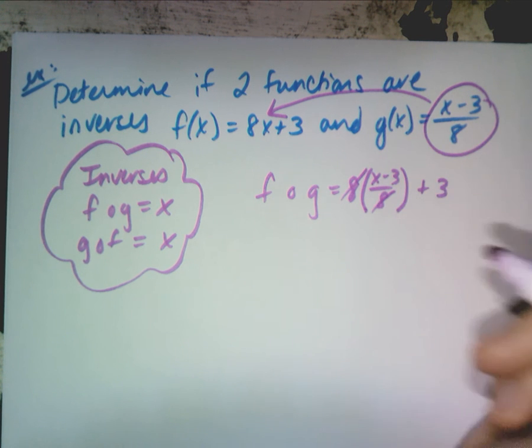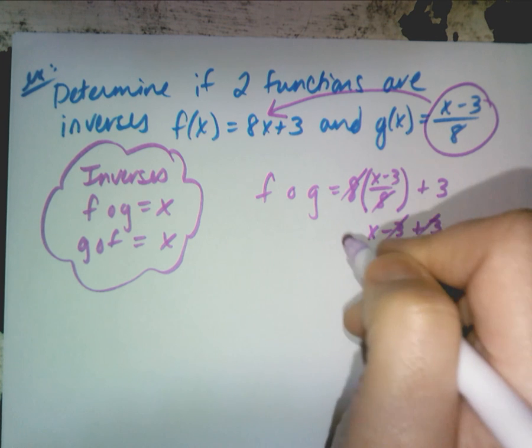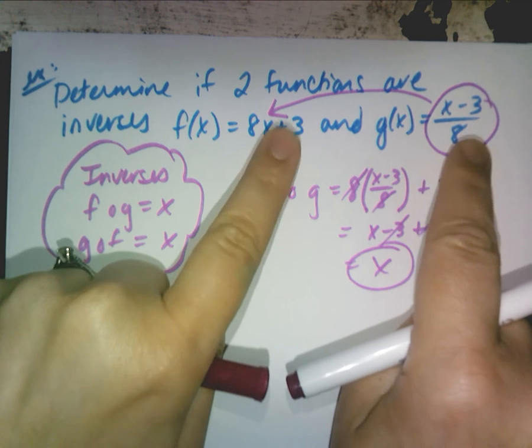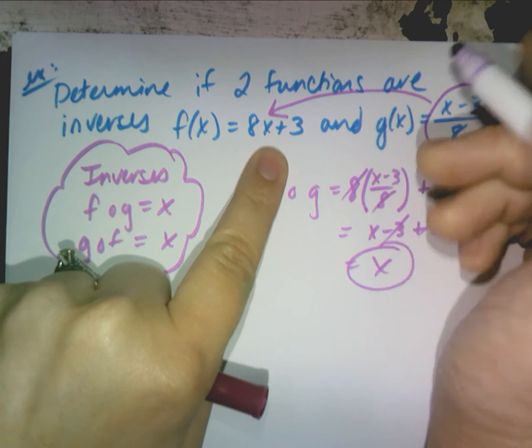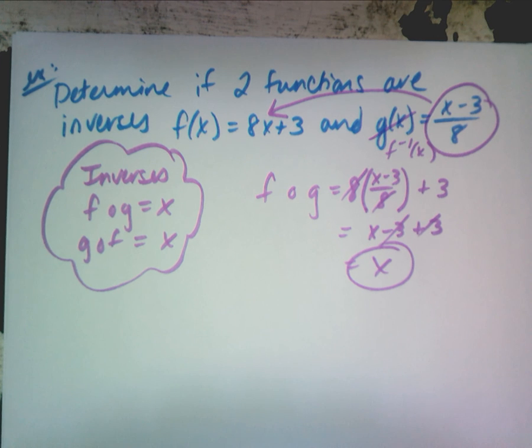So let's see, the 8s cancel. I'm left with x minus 3 plus 3. Hey, that cancels, and look what I'm left with. Okay, so these two are inverses of each other. I should have written g of x then as f inverse of x. They are inverses of each other. And that's it. That's all this lesson was on.